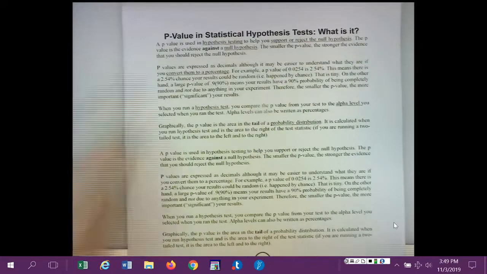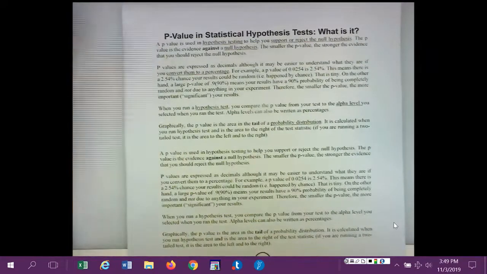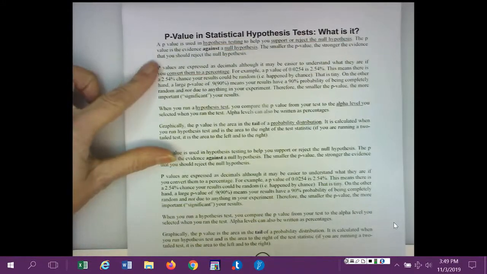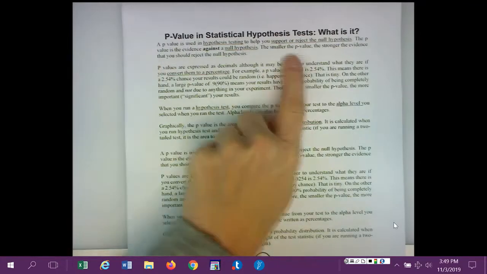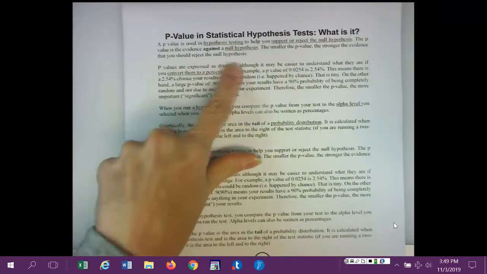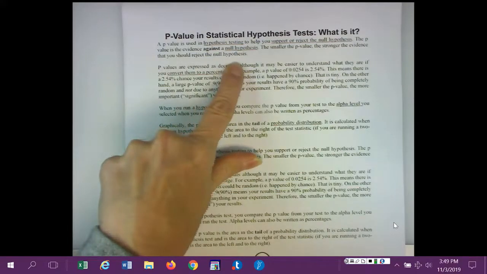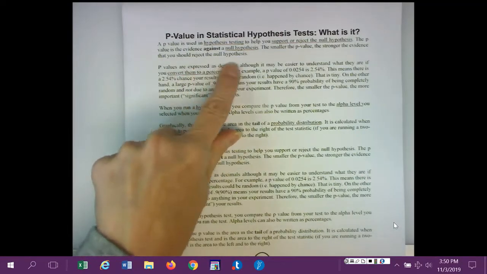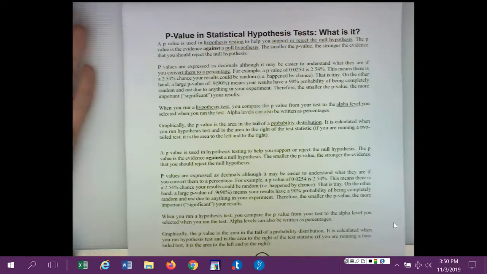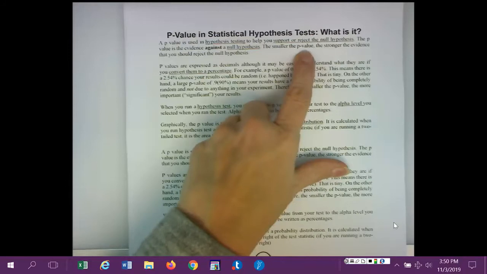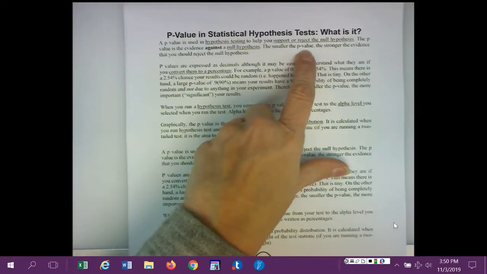Here's another explanation of what a p-value means to hypothesis testing and what it is. Here it says a p-value is used in hypothesis testing to help you to support or reject the null hypothesis. The p-value is the evidence against a null hypothesis. The smaller the p-value, the stronger the evidence that you should reject the null hypothesis. And when we reject the null hypothesis, alpha is larger than your p-value, and that's because your p-value is so small. Alpha is larger than your p-value, so your decision will be reject the null hypothesis.